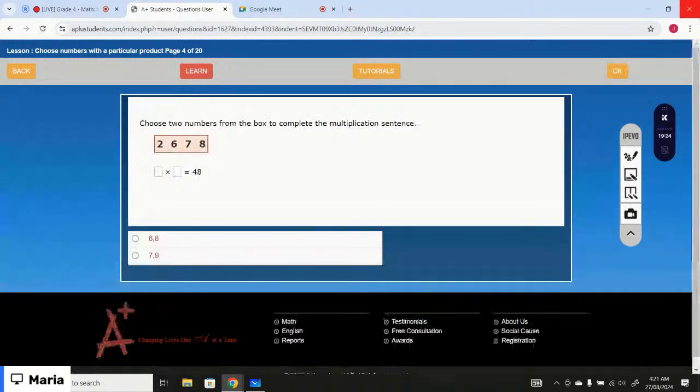Choose two numbers from the box to complete the multiplication sentence. Which two numbers have the product 48?